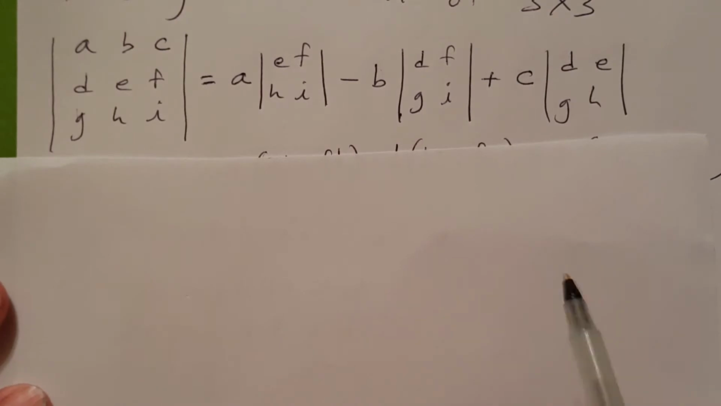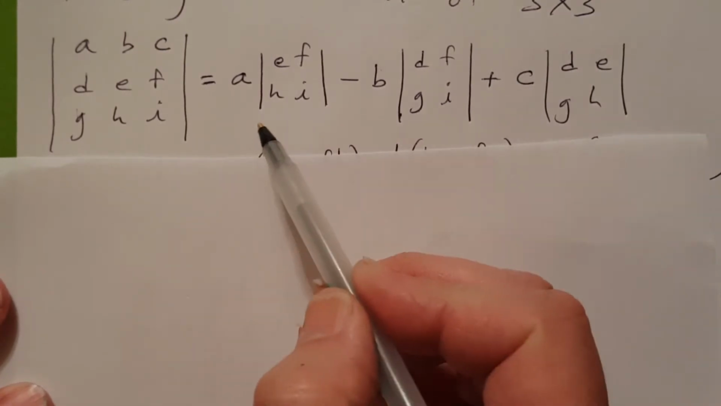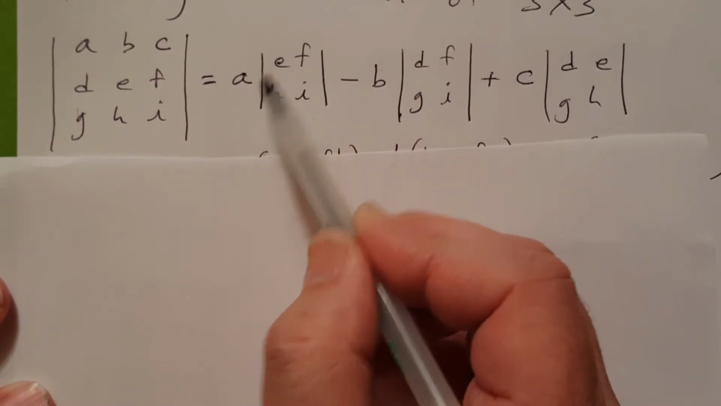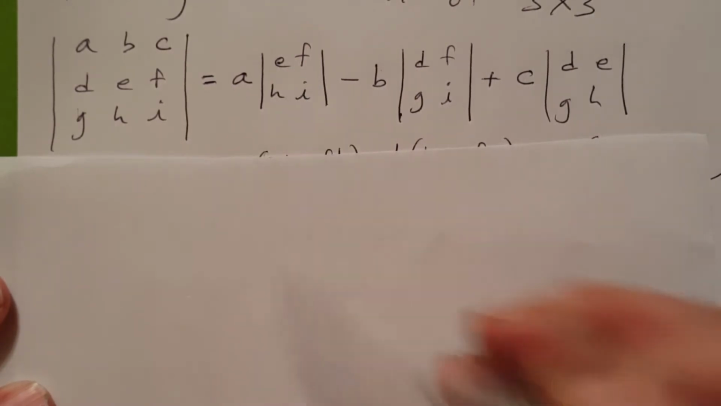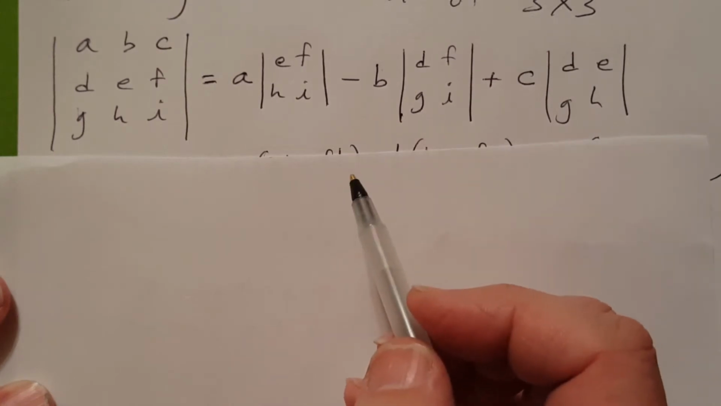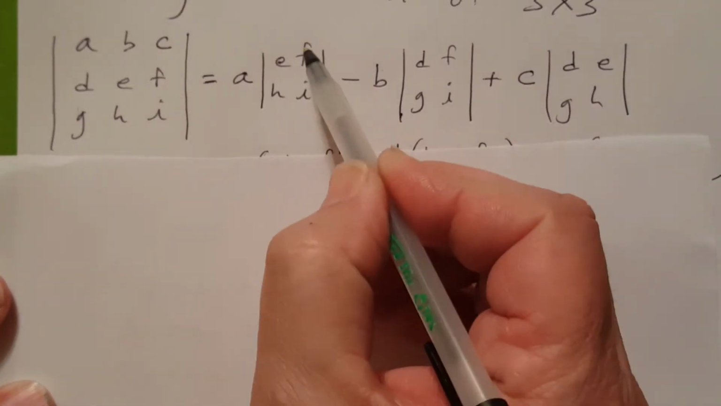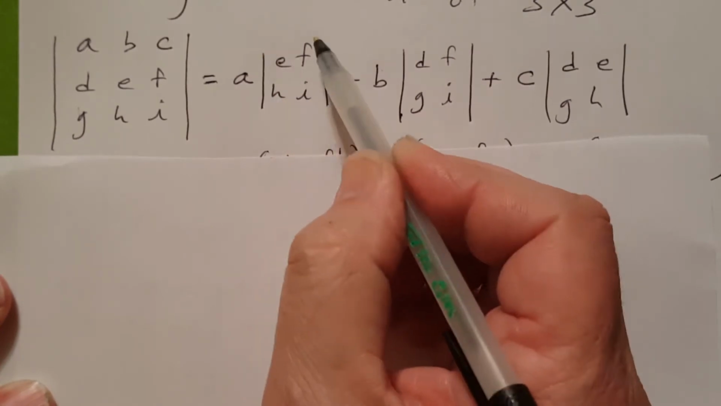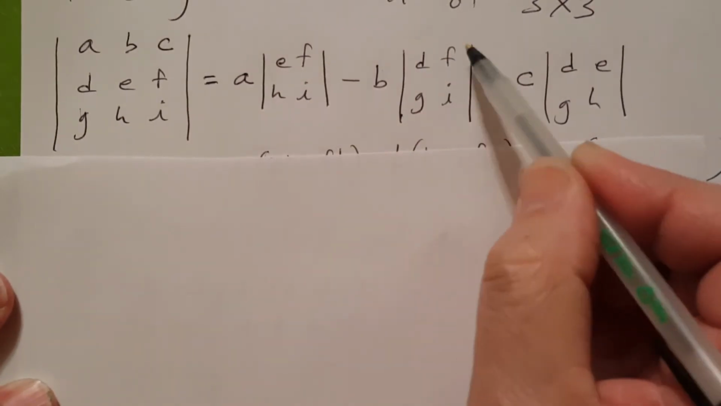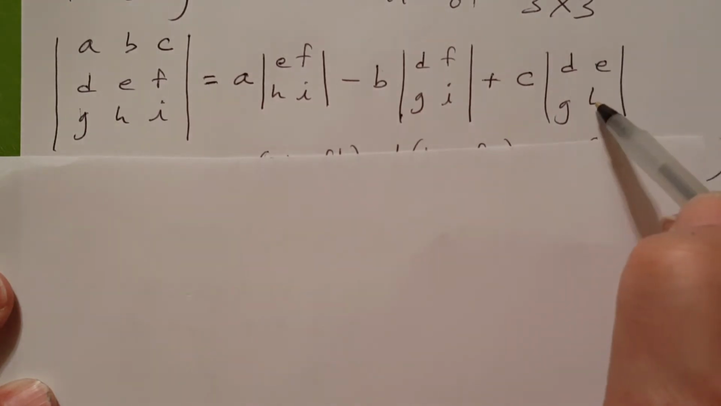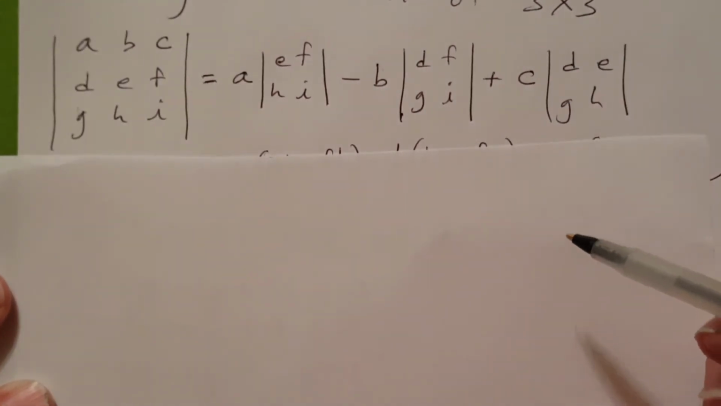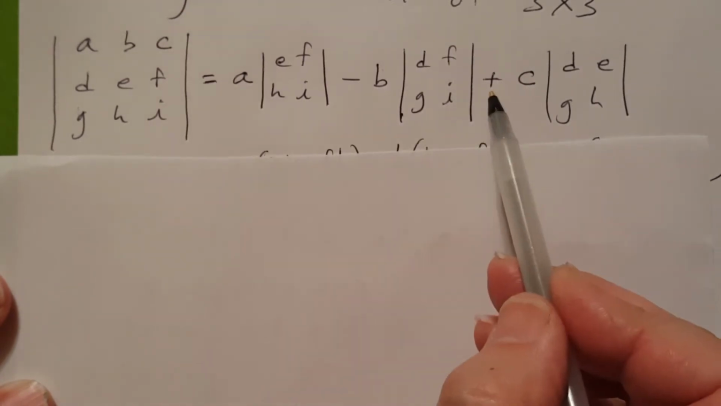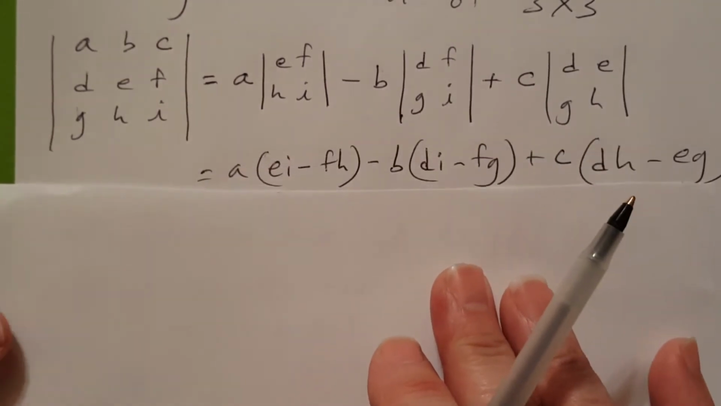Okay? So where's the answer? Well, you're not done yet, right? Because it's A times the determinant of this 2x2. And we can easily find determinants of 2x2s, right? It's EI minus FH. Cross multiply minus cross multiply. And by the way, notice how the sign changes. Positive, negative, positive, right? So here we go.